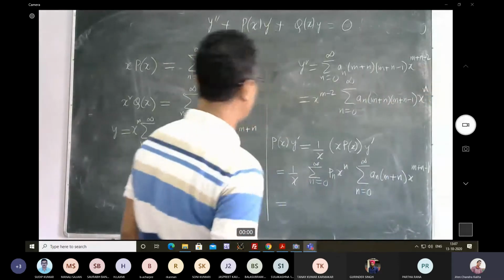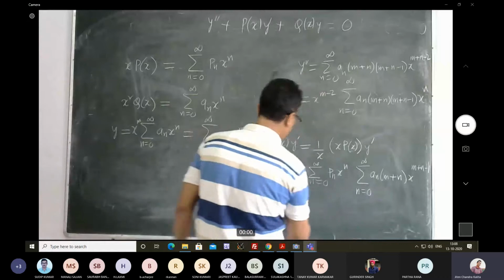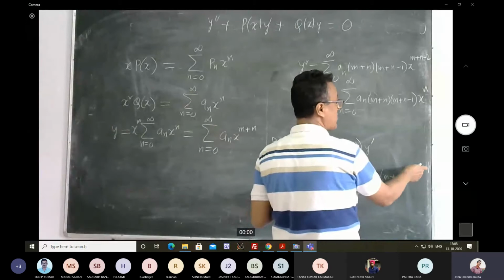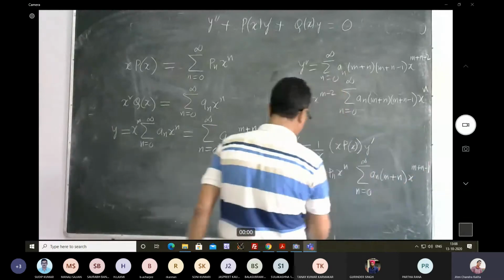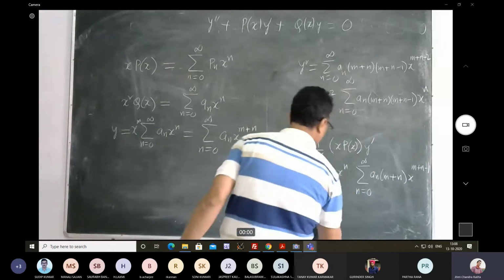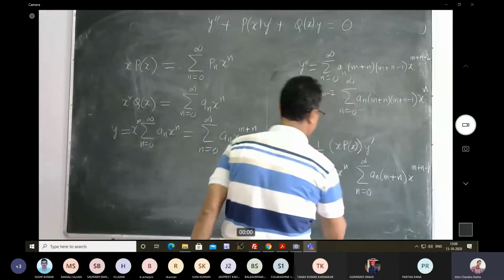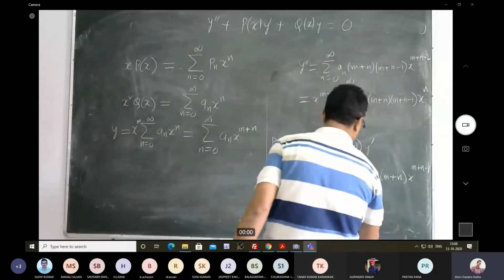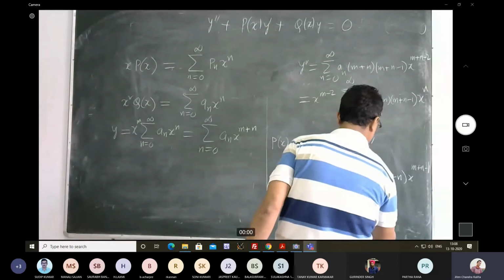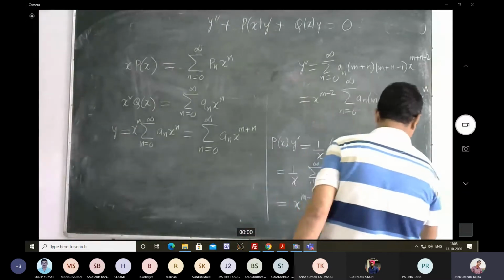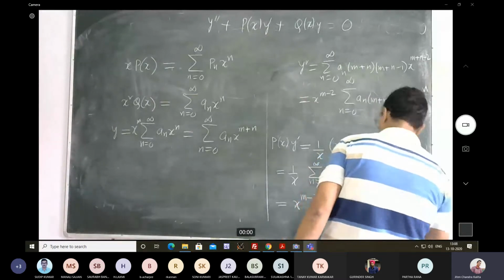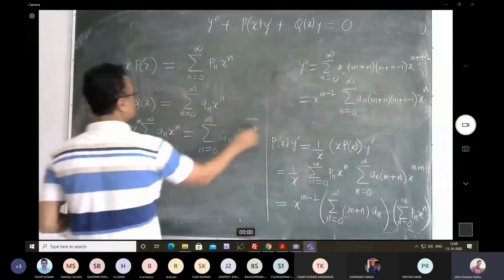Okay, so similarly, this also I'm going to write like this. I'm going to take x common. Now, this is 1 by x, so this is going to be x to the power m plus n minus 2, right? So that means x to the power m minus 2 I can take out, and then this is going to give me the sum from n equal to 0 to infinity of (m plus n) a_n. So this is one series, and then the sum from n equal to 0 to infinity of p_n x to the power n.